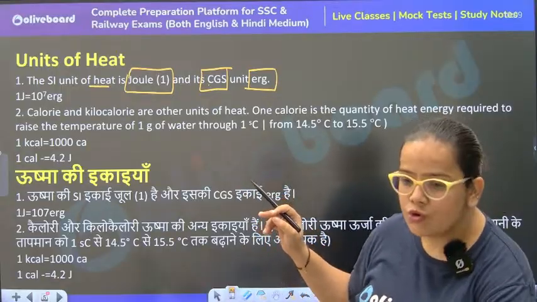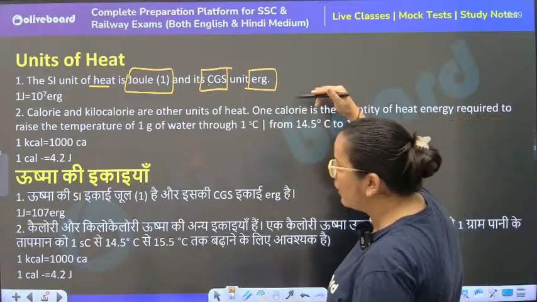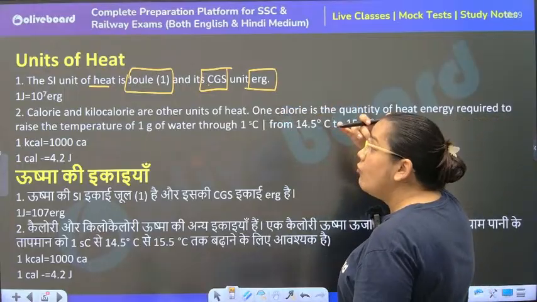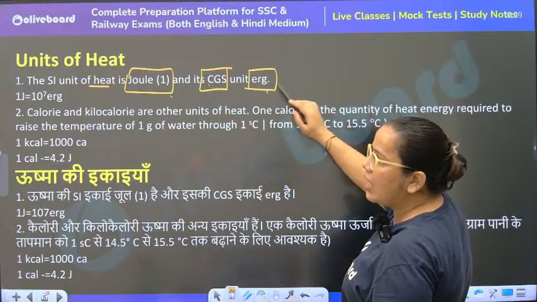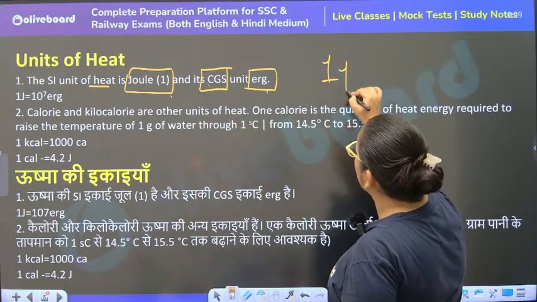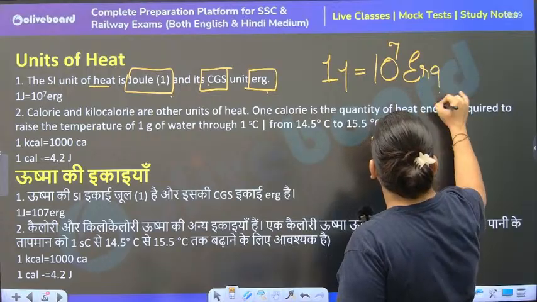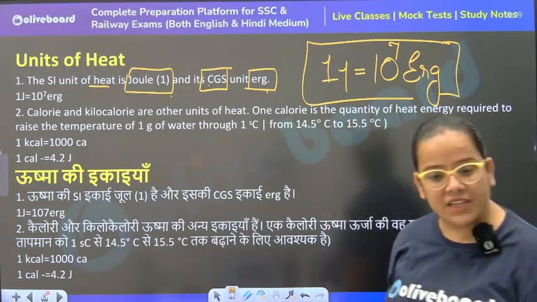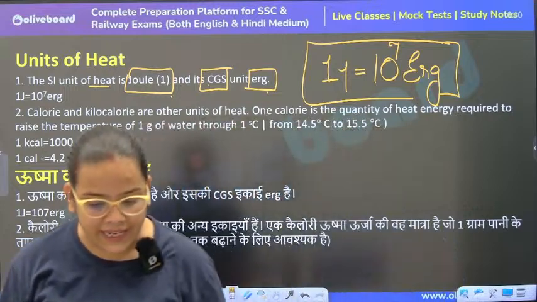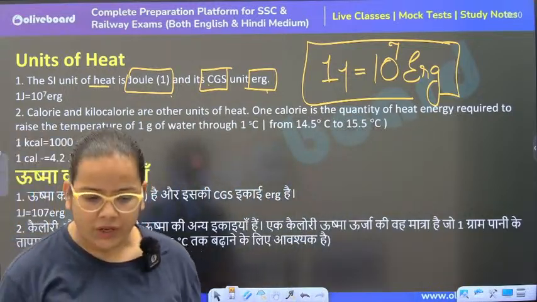Clear? Any issues here? Now, sometimes they can ask you a question: what is the relationship between 1 joule and 1 erg? Keep in mind, 1 joule is equal to 10 to the power 7 erg. This is the relation between the SI unit and the CGS unit of heat. Clear? Okay.